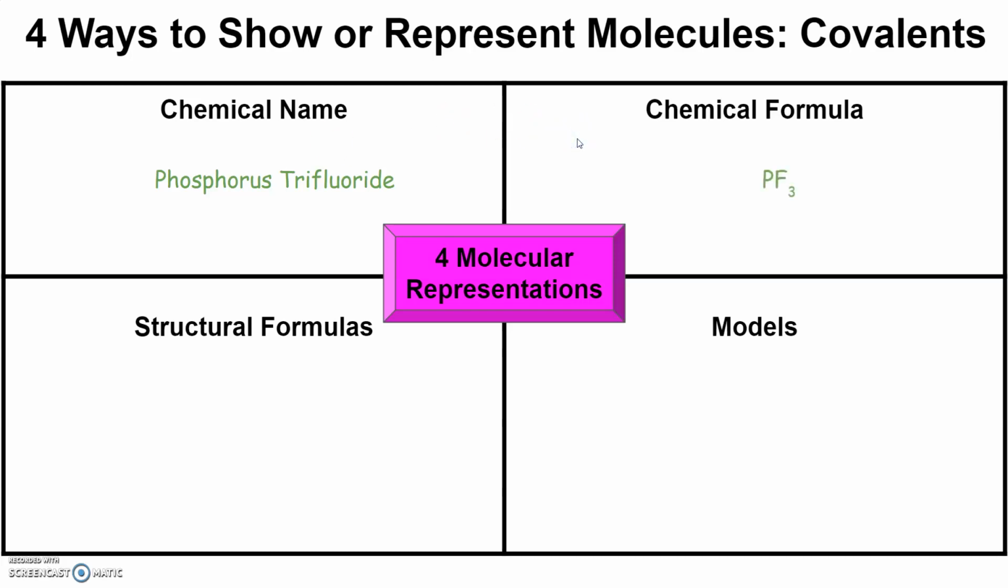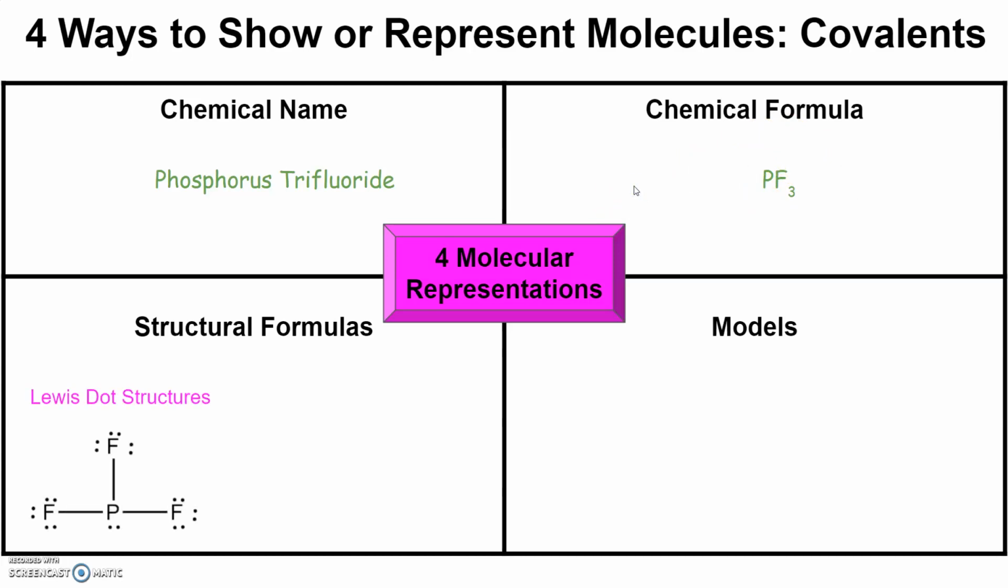Next is the chemical formula. The chemical formula for ionics and covalents look very similar. Again, the only difference is the types of atoms. So here we have both nonmetal atoms. And the chemical formula, of course, tells you the types of atoms you have. So we have phosphorus and we have fluorine and their ratio.